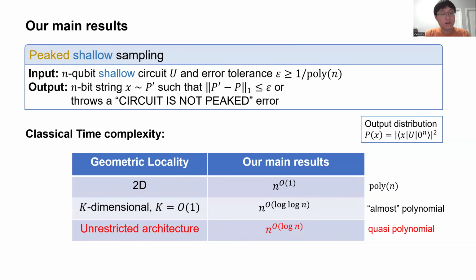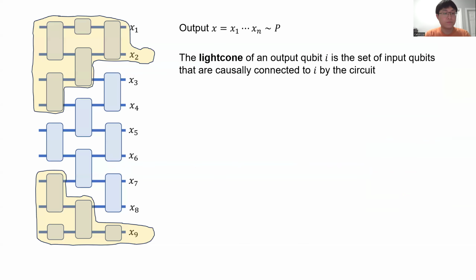In the remainder of this talk, I'm going to describe how our general architecture algorithm works. The light cone of an output qubit i is the set of all input qubits that are causally connected to the qubit i by the circuit. In the example here, the light cone of the second output qubit consists of the top 4 input qubits.